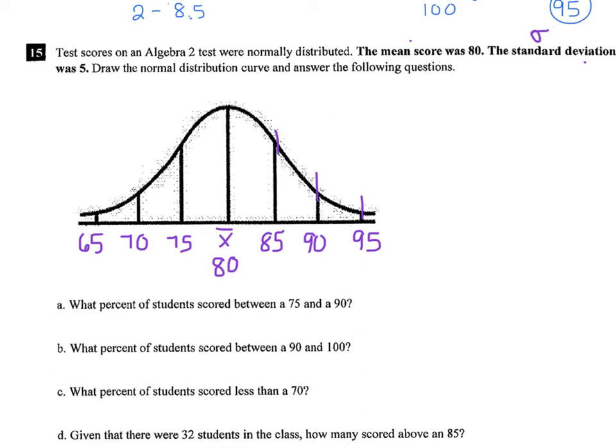So we have the curve, and we need to label what percent is inside each of those. So the percentages are 34 and 34 within 1 standard deviation of the mean. Then 13.5 and 13.5. Then 2 and 0.5 in that tiny little part right there. So now we can answer the questions below.